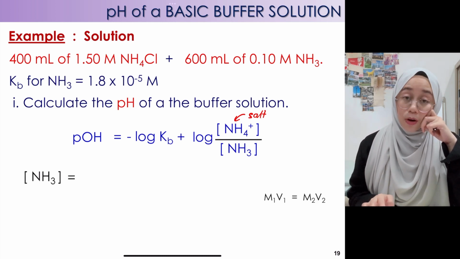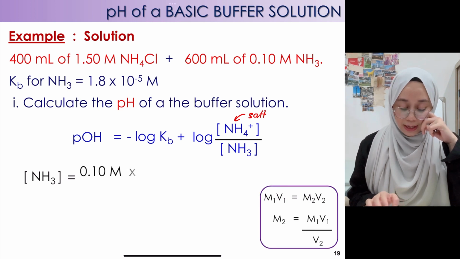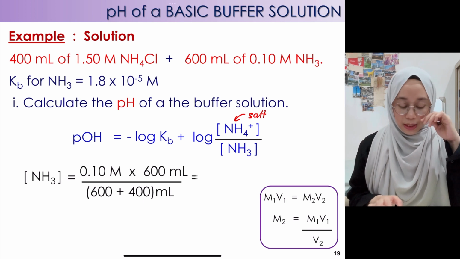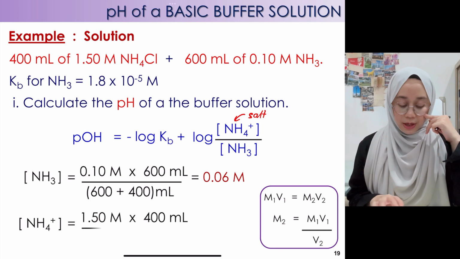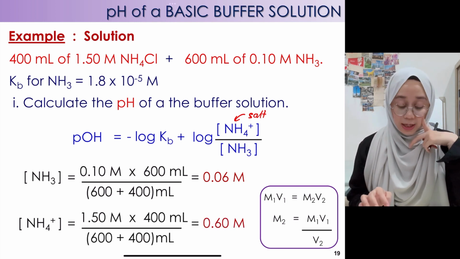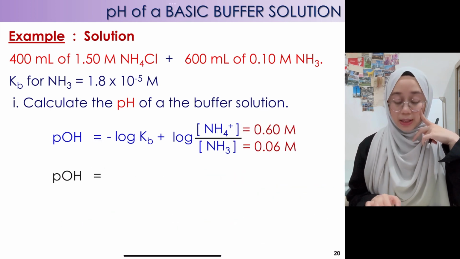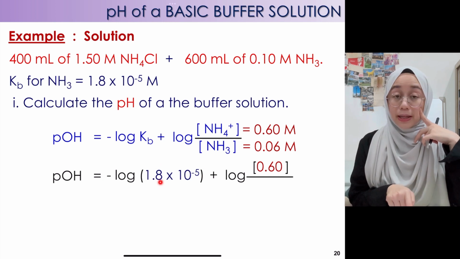Okay, so we have to find the concentration for ammonia first. By using M1 V1 equals M2 V2, we can find the new concentration of the ammonia once we mix the two solutions together. Okay, so we get 0.06. And then find the ammonium, do the same thing. Okay, and then we get 0.6 molar here. Okay, now we can substitute into our Henderson-Hasselbalch.